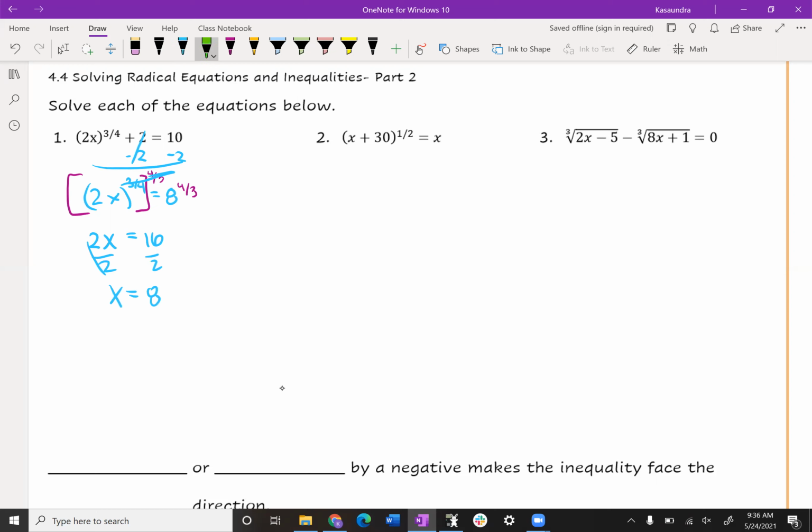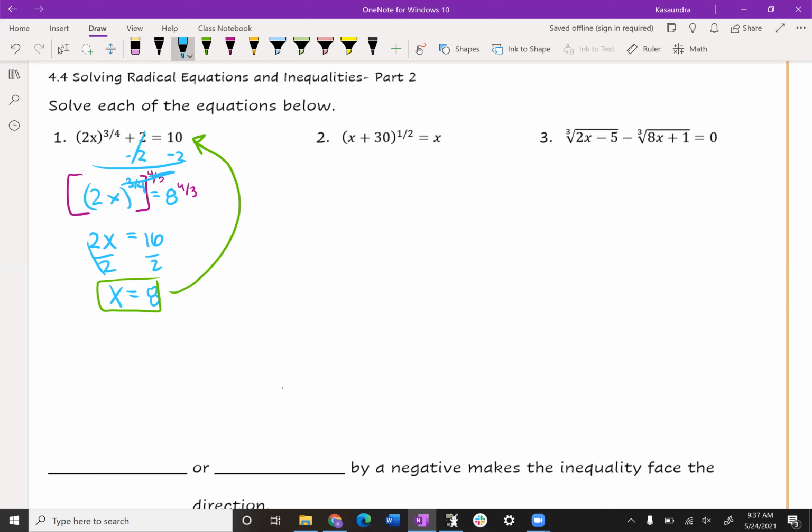I still suggest that we plug that number back into the original and check our answer. It's 2 times 8, so 16 to the 3/4 plus 2, does that equal a 10? And yes, it does, so I can check my answer and make sure that we are right. I'm not going to do that on every problem, but I still think that that is the best way for you guys to do for your homework.